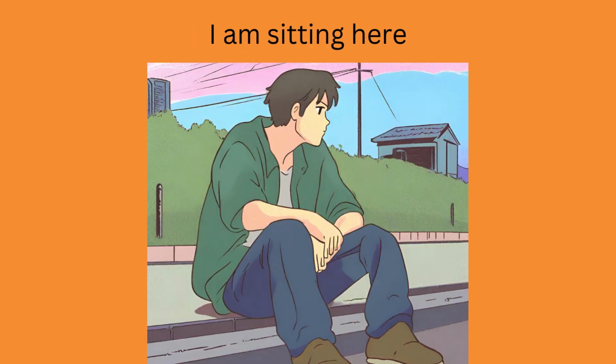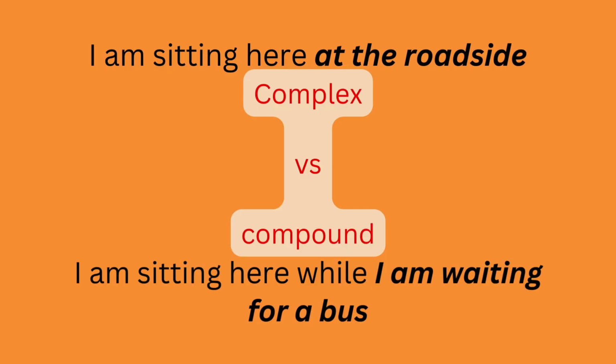I am sitting here is a perfectly fine sentence. It is telling everybody what I'm doing at the moment. I am sitting. That's what I'm doing. And I'm sitting here. Here it looks from the picture like I'm sitting on the side of the street. I am sitting here at the roadside is more complex. It is more information, and I am sitting here while I am waiting for a bus. Or we can even say, I am sitting here at the roadside while I am waiting for a bus.